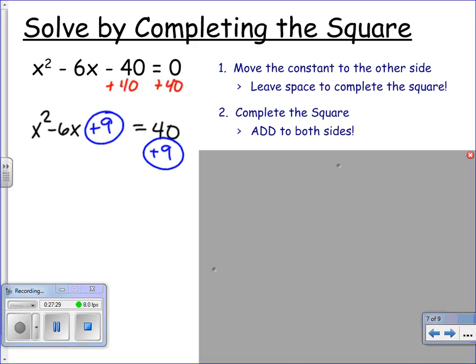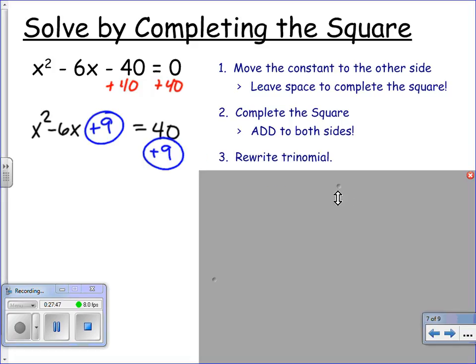And I always have to remember to add it to both sides. The only reason I'm circling that plus 9 is to make it stand out, right? It doesn't mean anything mathematically. I'm just saying, oh, I added 9 on the left. Now I got to add 9 on the right. That's the number that completes the square.